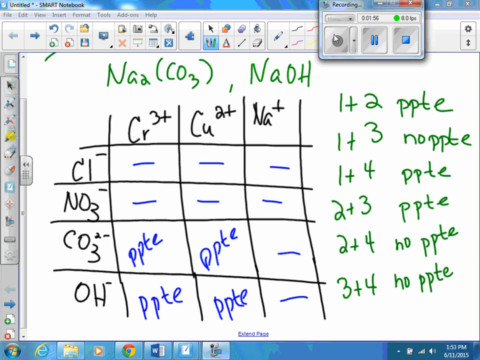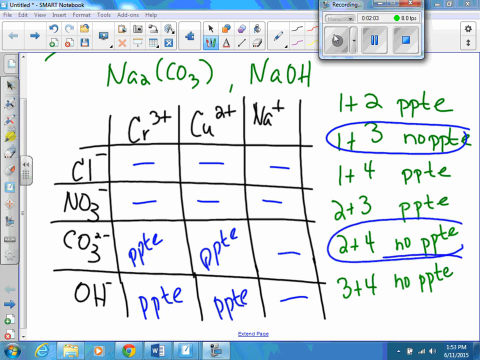So I'm going to write, so 1 and 3 no precipitate, 2 and 4 no precipitate, 3 and 4 no precipitate. Are there any commonalities between these numbers? 4 and 3, right? So what can we assume about 3 and 4? Don't do anything. Well, what could be 3 and 4? Sodium could be 3. Okay. So all of these could be a 3 or a 4, right?